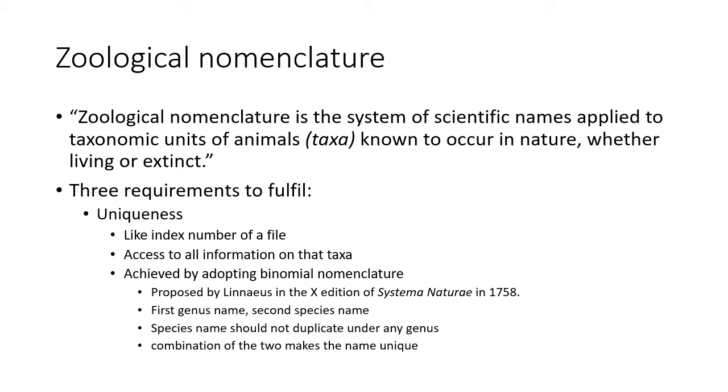What happens in this binomial nomenclature is that it is binomial. So you have first the genus name and the second is the species name. Now, this combination of genus and species name has to be unique. So under the same genus, there cannot be multiple taxa that have the same species name, to keep the name unique.